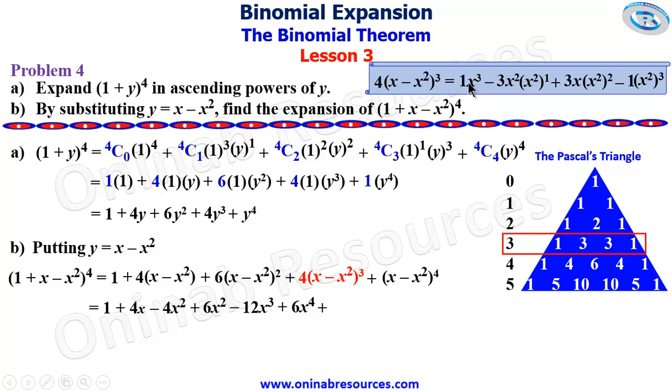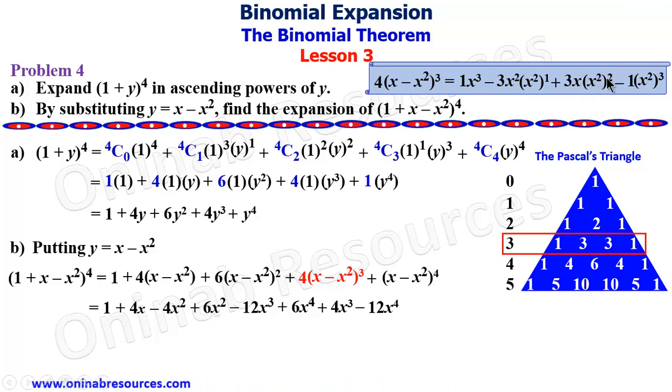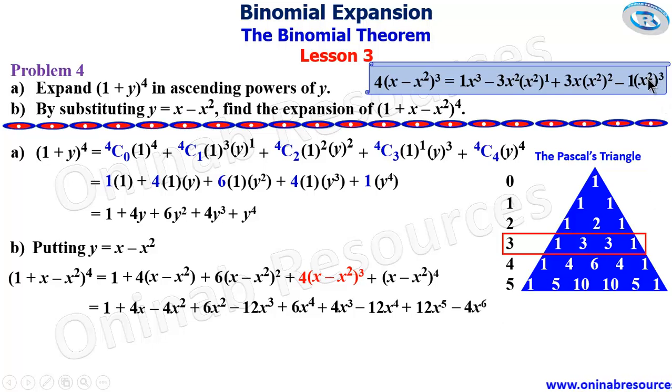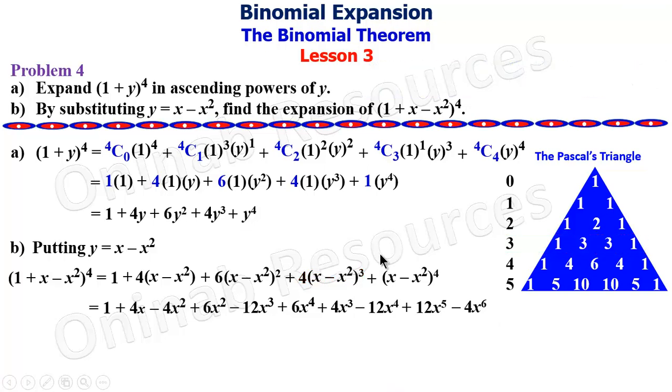Multiplying by 4, we have 4 times 1x3, which gives 4x3. 4 times 3 x squared will give us minus 12 x raised to power 4. This is x raised to power 4 times x to give us x raised to power 5. So 3x raised to power 5 times 4 gives plus 12x raised to power 5. And finally, we have minus 4x raised to power 6, since 2 times 3 gives 6. So we are done with that.